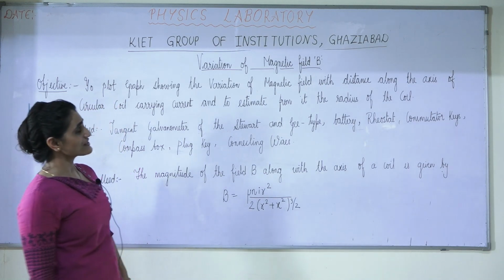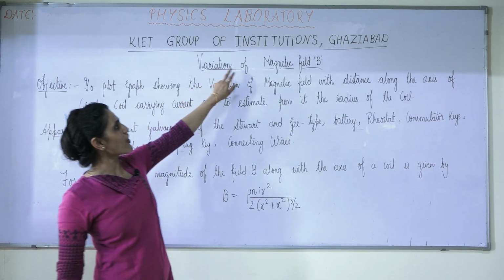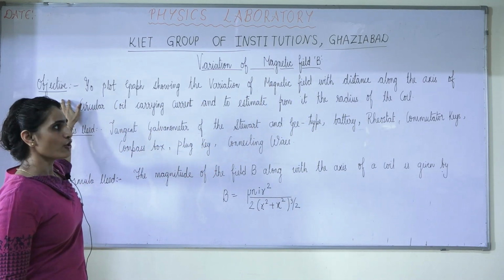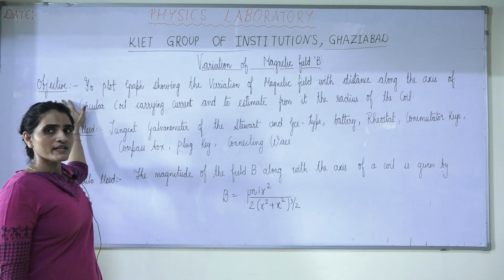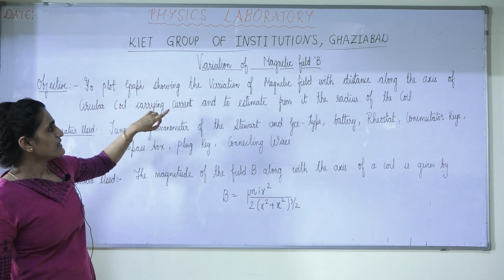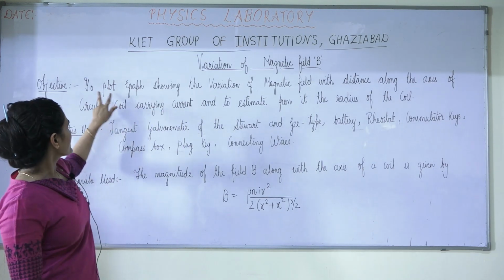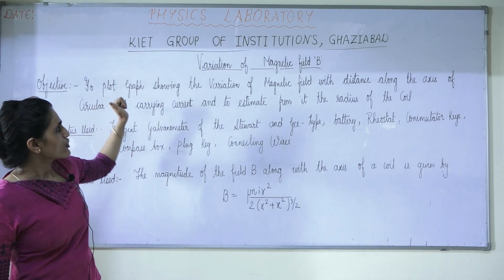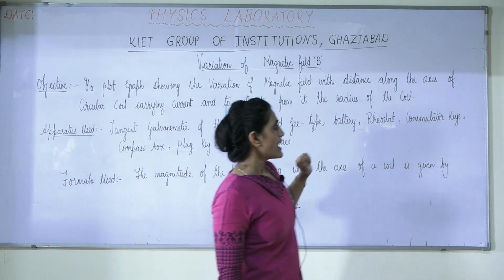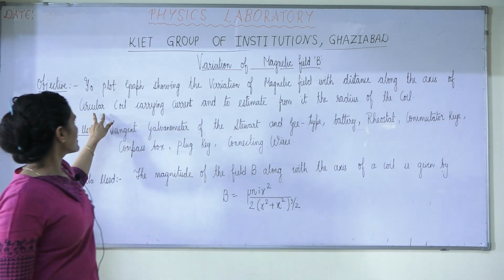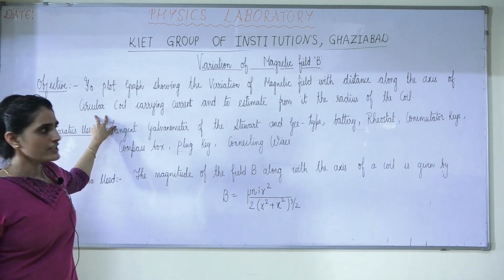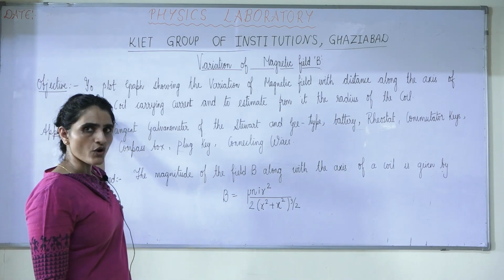Today I will demonstrate a practical on variation of magnetic field. The main objective of this practical is to determine the radius of a circular coil. That is, we need to plot a graph showing the variation of magnetic field with distance along the axis of a circular coil carrying current, and from that we need to estimate the radius of the coil.